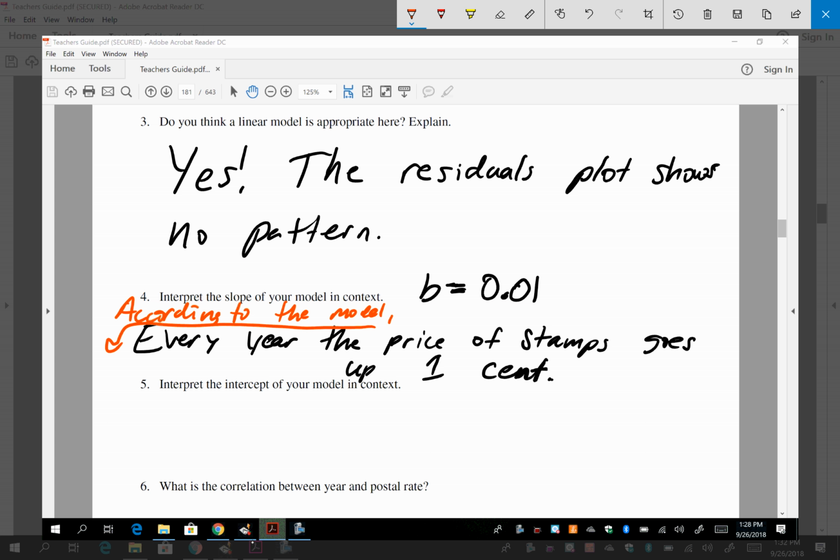Excellent. Okay. According to the model, every year the price of stamps goes up by 1 cent. And we know that's going to be wrong. I heard yesterday that you basically said you wanted to move it. Yeah, so you can move it. You could say for every 10 years, the price is going to go up 10 cents. For every 100 years, the price we expect to go up $1. All 3 of those are correct. For me, that makes sense, kind of. That's like 1 year, 1 cent, right?